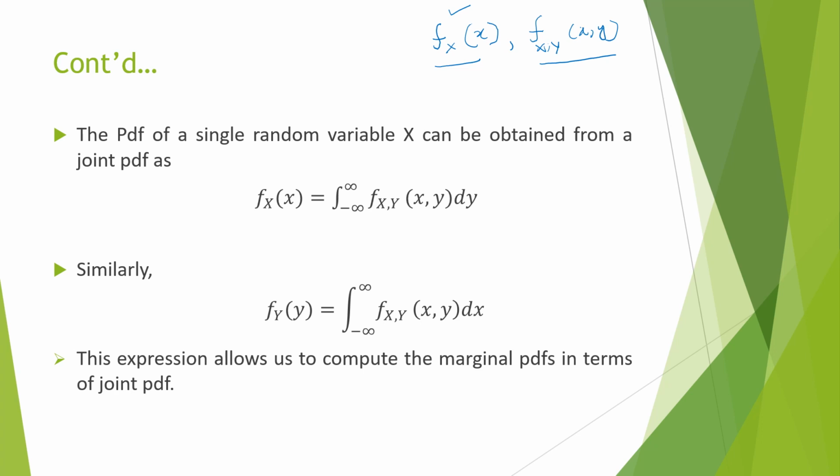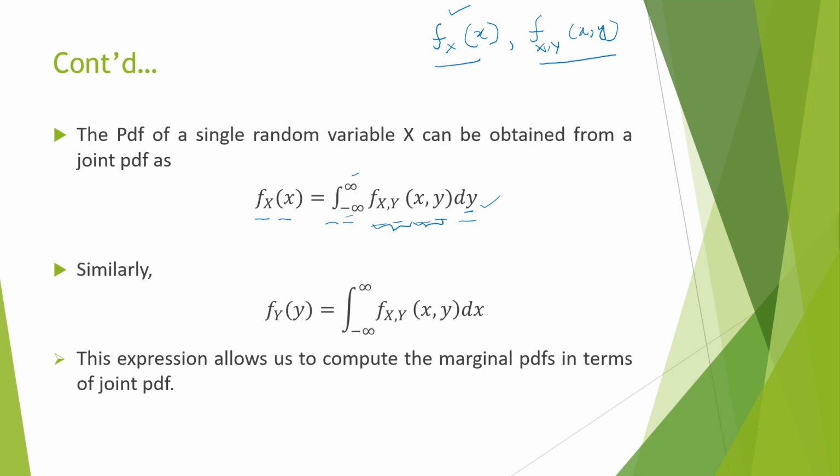This is the equation. fX(x) is equal to the integral from minus infinity to infinity of fXY(x,y) dy. Here fXY(x,y) is the joint PDF involving random variables x and y, and fX(x) is for the single random variable x. Here one should take care of the variable. We are integrating with respect to y, and the y values are changing from minus infinity to infinity. So if you want to obtain the single random variable PDF fX(x), then you have to integrate the joint PDF with respect to y from minus infinity to infinity.